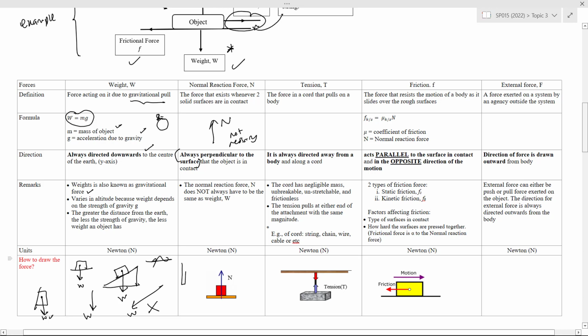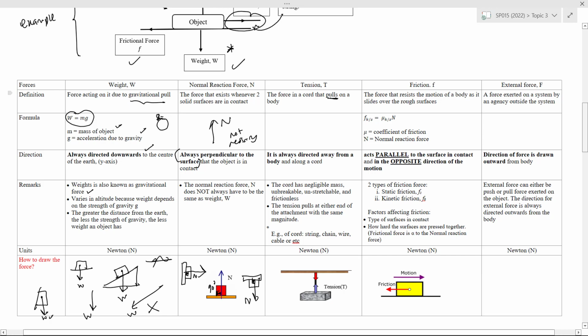Kalau saya punya objek macam ni, normal dia ke mana? Normal dia ke atas dia. Tak, normal dia akan ke situ. Okay, similarly, kalau objek saya begini, ni plane, ni objek saya. So normal dia ke mana? Normal dia ke bawah, sama direction with the weight. Yang penting korang kena nampak sini is dia ada angle perpendicular to our plane. Situ, 90 degree. Okay, dia tengok surface dia dekat mana. Okay, itu adalah normal.